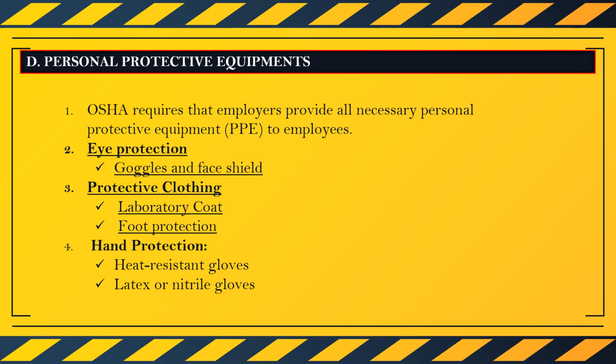Okay, the OSHA requires that employers provide all necessary personal protective equipment to their employees. So we have here eye protection, protective clothing, and hand protection. So your eye protection are your goggles and face shields. Your protective clothing includes your laboratory coat and foot protection. So your laboratory coat, as we all know, is designed to protect the clothing and your skin from chemicals that may be spilled or splashed during the duty. So it should be worn buttoned up and with the sleeves extended to the wearer's wrist. That is the required type of laboratory coat.